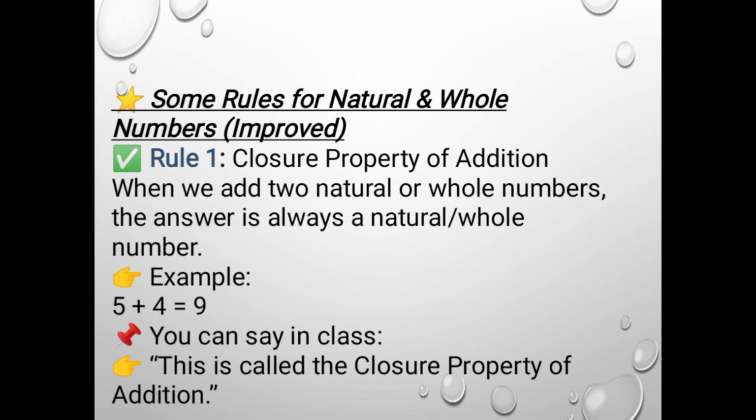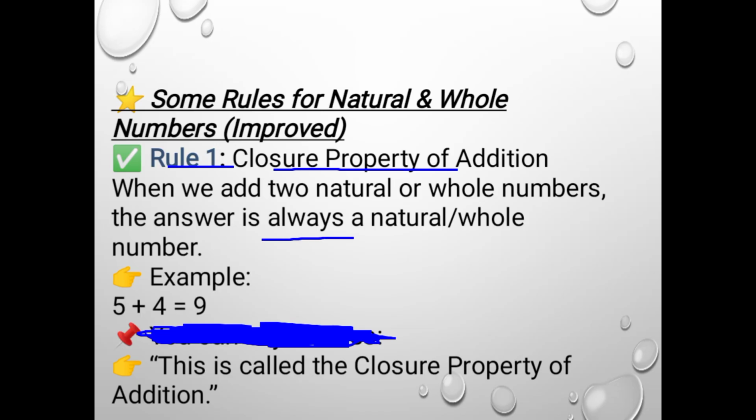Students, our last topic is some rules for natural and whole numbers. Rule number 1 is the closure property of addition. When we add two natural or whole numbers, the answer is always a natural or whole number. For example, 5 plus 4 is equal to 9. This is a natural or a whole number. This is called the closure property of addition.